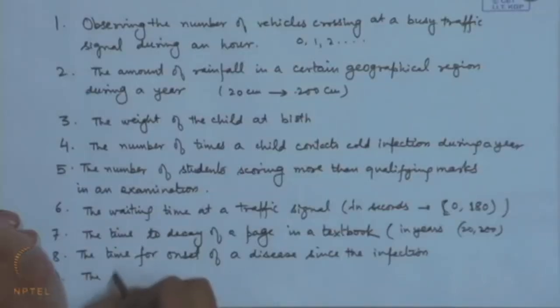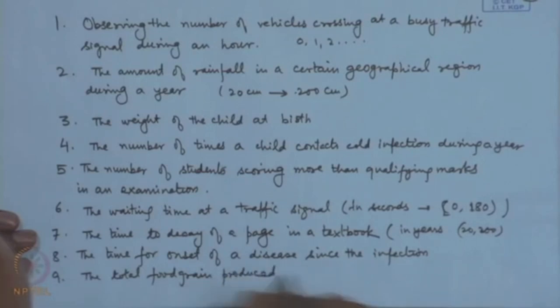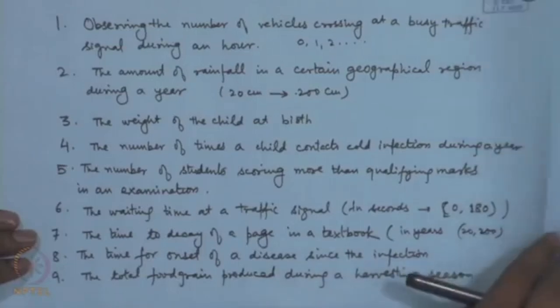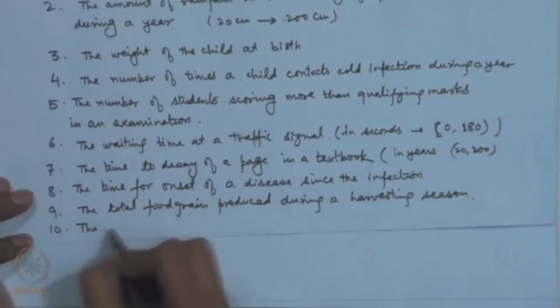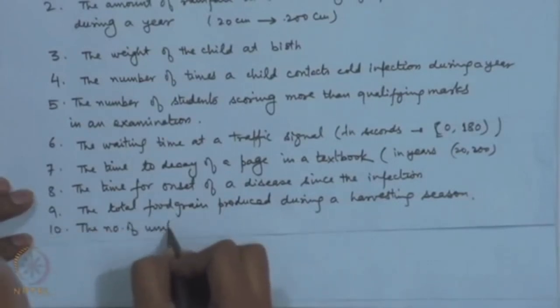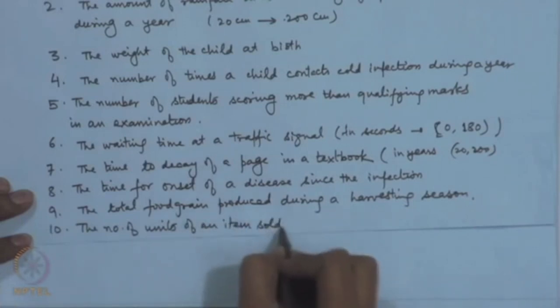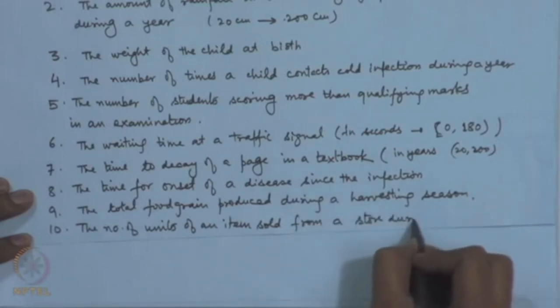The total food grain produced during a harvesting season. The number of units of an item sold from a store during a day.